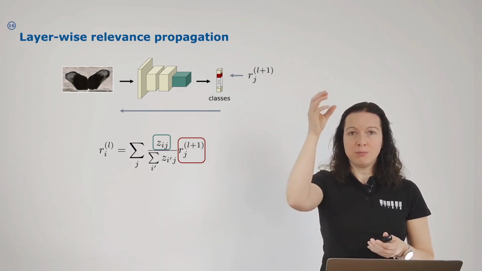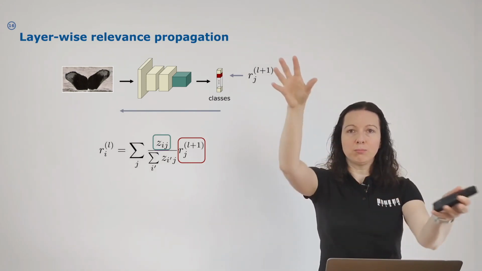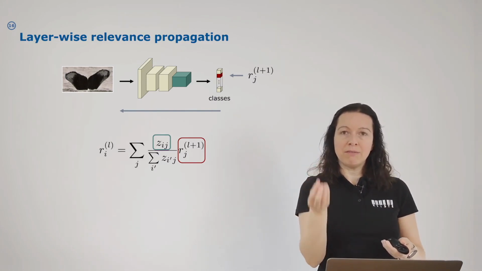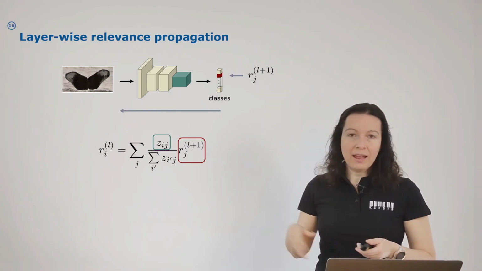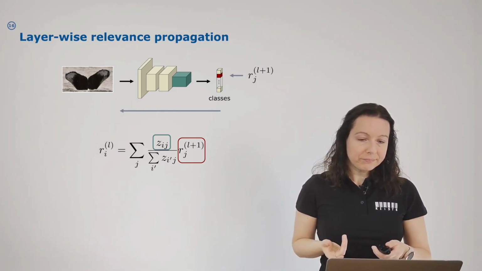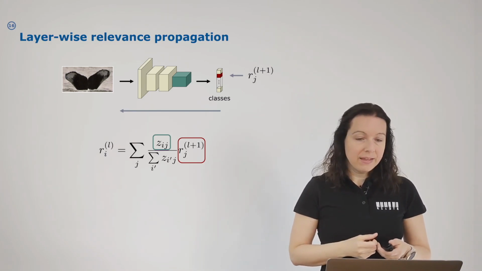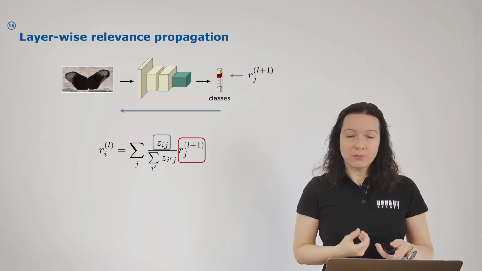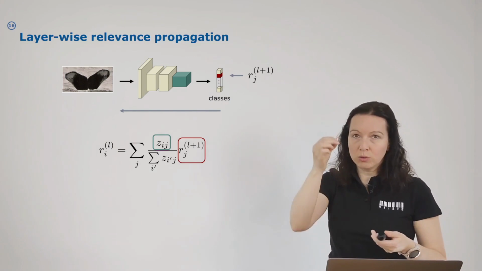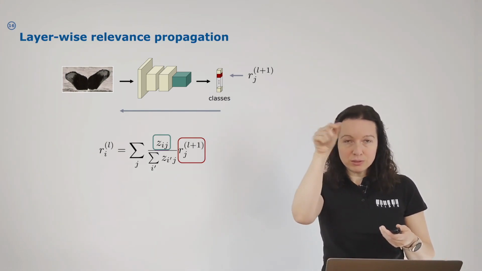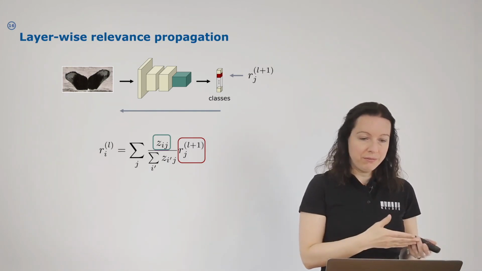So actually what you want to know is the relevance for each neuron. When you go back, it's decomposed more and more, so that you end up with a relevance for each input pixel. What you can see here, L are the layers. L plus 1 is the last layer, and L is the previous layer. J is the index of the neurons in the last layer, and in this case we are only interested in one specific class, one specific output. And I is the index of all neurons in the previous layer.